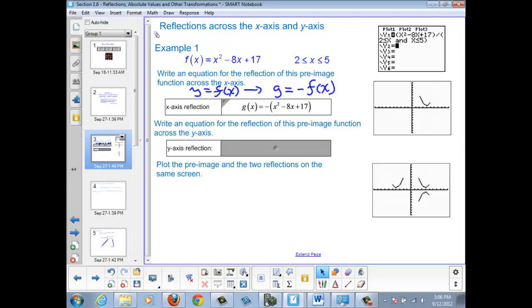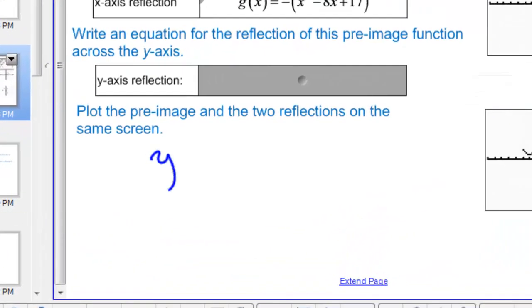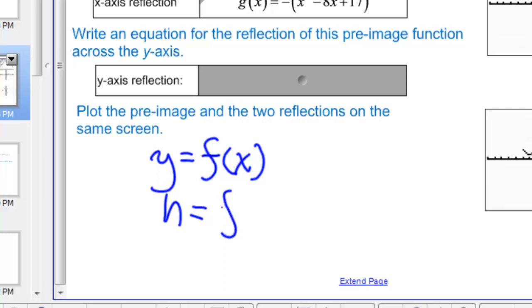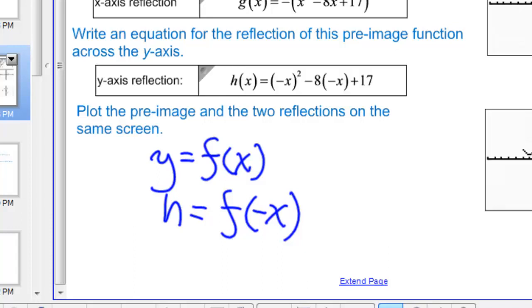And I'm going to do that by replacing every x in my original equation with its negative. So if my original equation is y equals f of x, I want to replace each x value with its negative. So I'll let h be the reflection across the y-axis, and I obtain it by replacing every x with its negative. For our specific example, the equation would look like this. Notice how every x in the equation has been replaced by negative x.